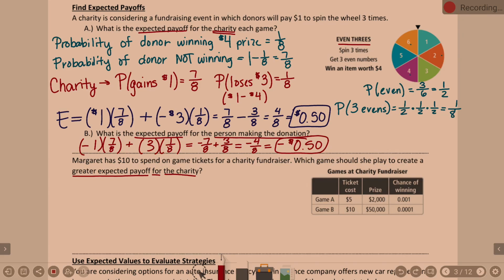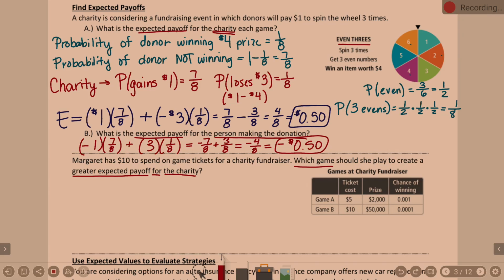Okay, so basically, we want to know which game. So your answer is either A or B. Does she play game A or B? If she plays game A, it's going to cost her $5 for a ticket. She could win a $2,000 prize, and she has a 1/1000th chance of winning, 0.001. Or she could play game B. It's going to cost her $10 for a ticket, but she could win $50,000.